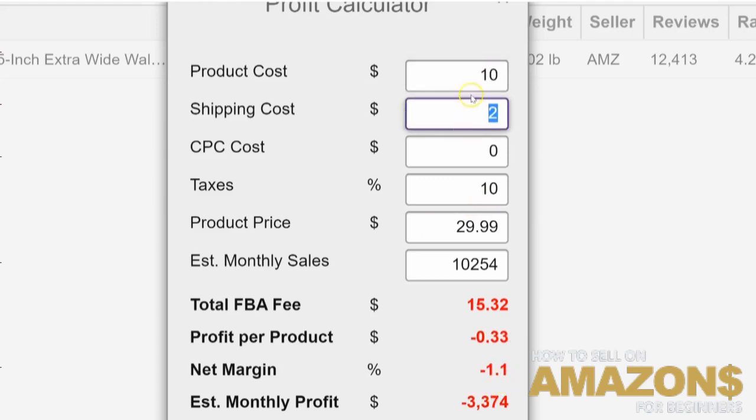At 10, we're making a loss. So, considering these are all true, we can't pay any more than $9 for this particular product. If we paid more than $9, we would be in a deficit and not making money. But as it stands, we're actually making a bit of a profit here. So that's a very quick, easy way.